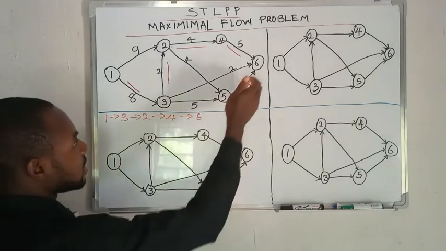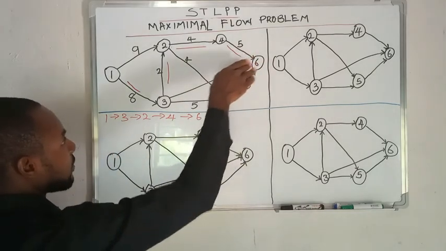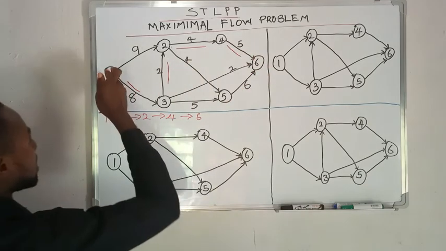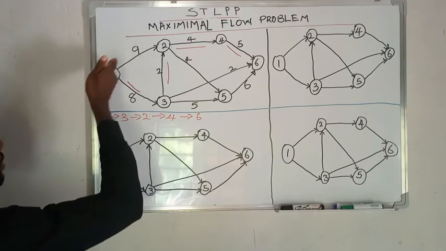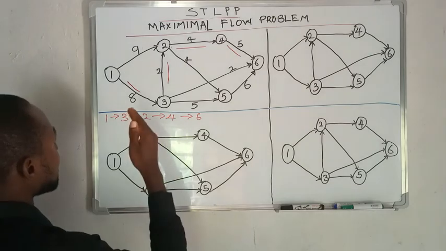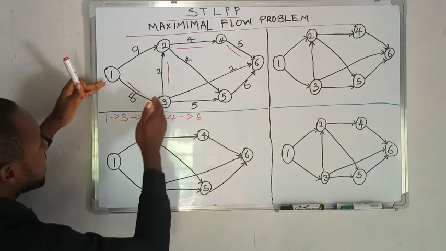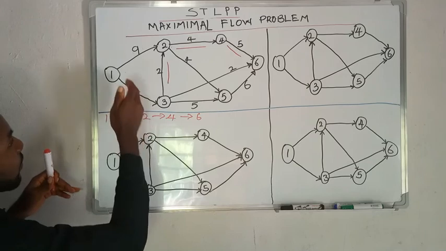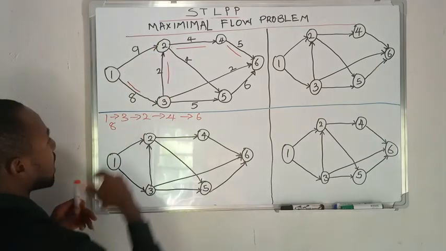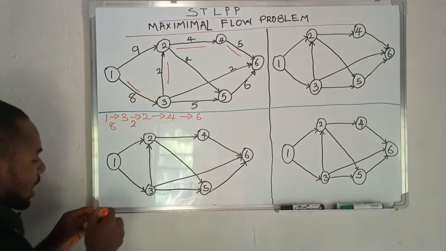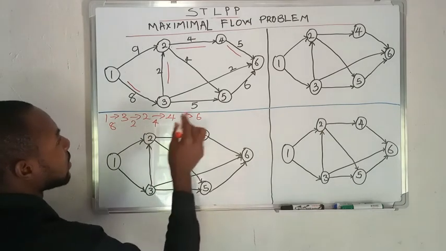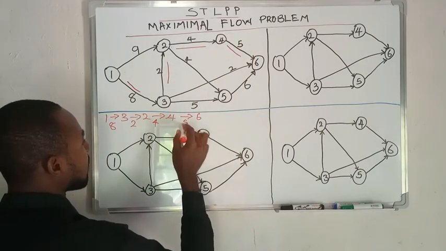So 6 is the sink node. That's where all the arrows are pointing, and the source node has all the arrows pointing out from it. In this case, going from 1 to 3, the cable has a capacity of 8, from 3 to 2 a capacity of 2, from 2 to 4 a capacity of 4, and from 4 to 6 a capacity of 5.